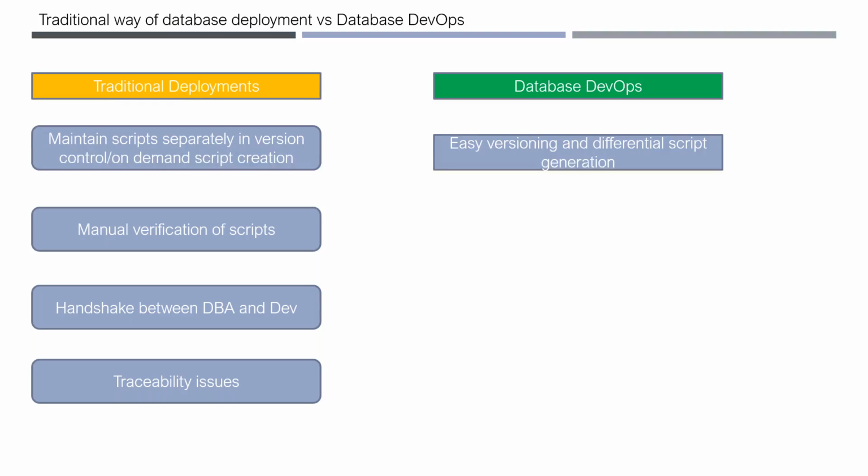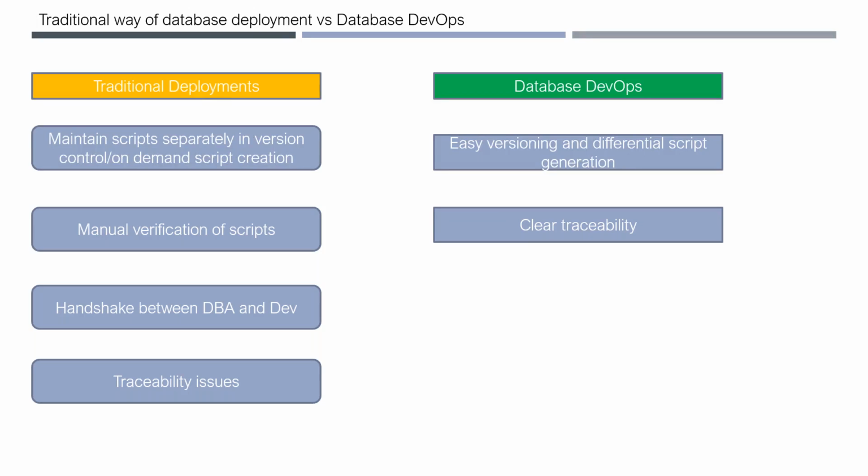Everything is versioned. That means you will not be generating the scripts and keeping them in the version control. You will integrate your database with the version control. The way we integrate our code from Visual Studio or Eclipse with the Azure repos, in the same way you integrate your database scripts with some version control mechanism. We will see what that is.